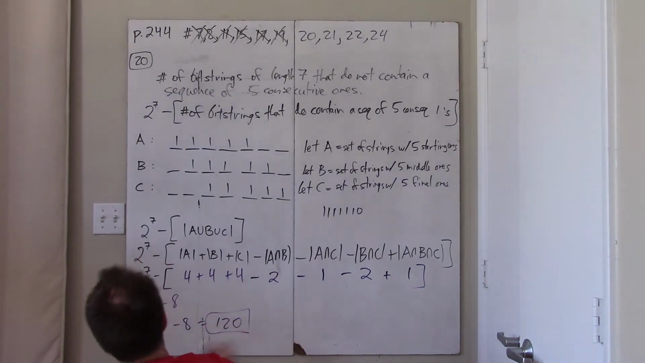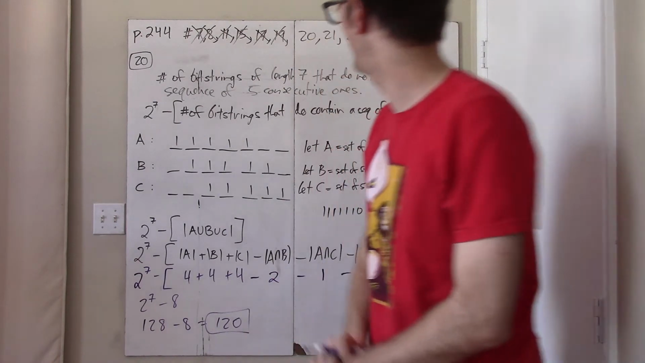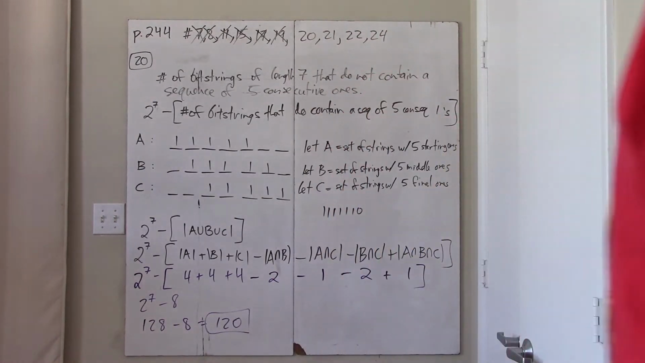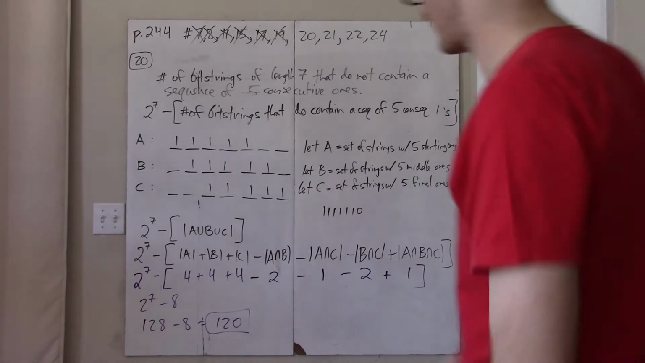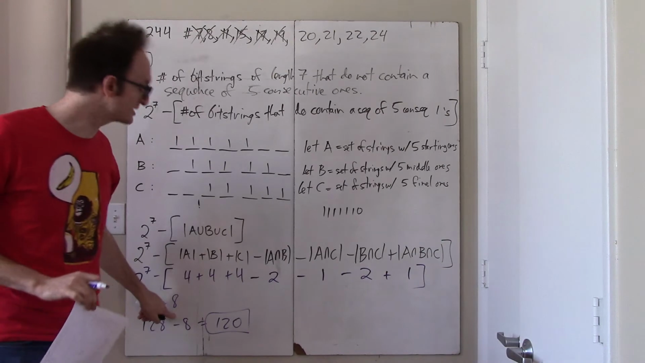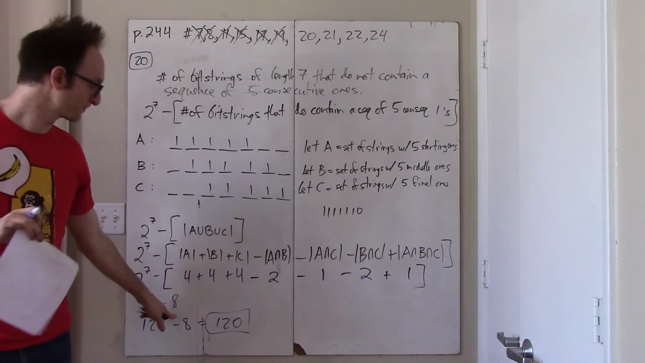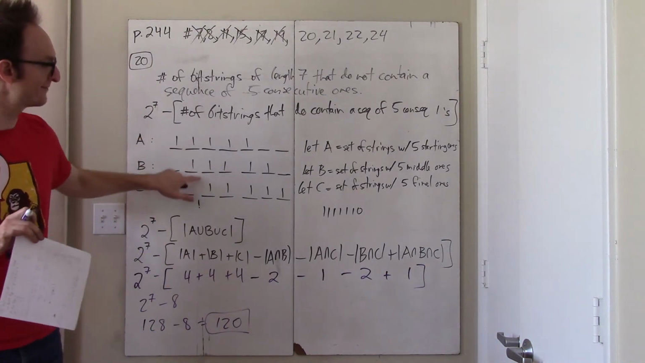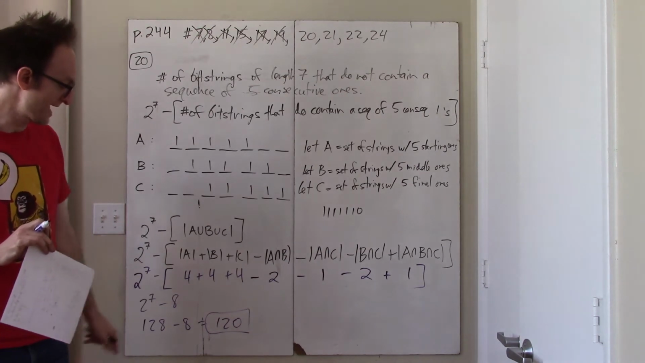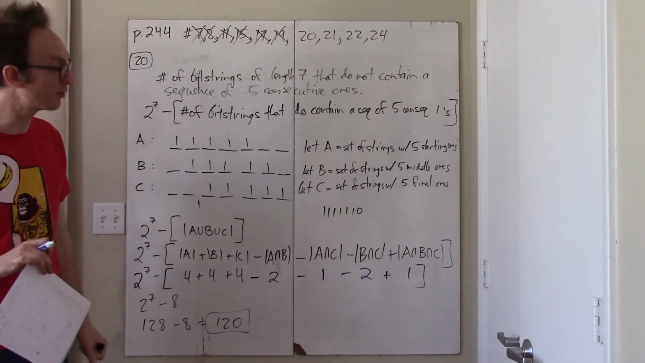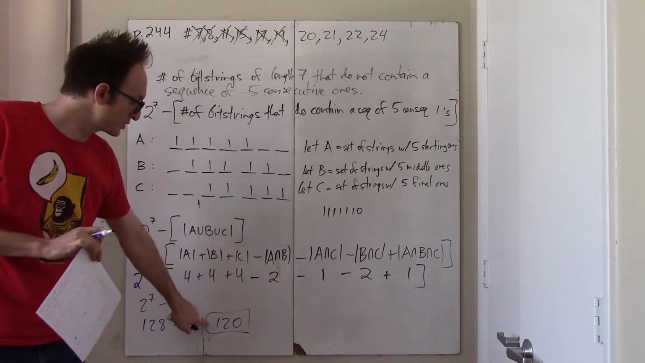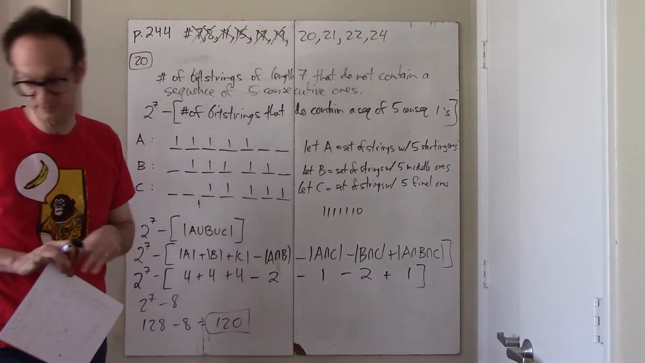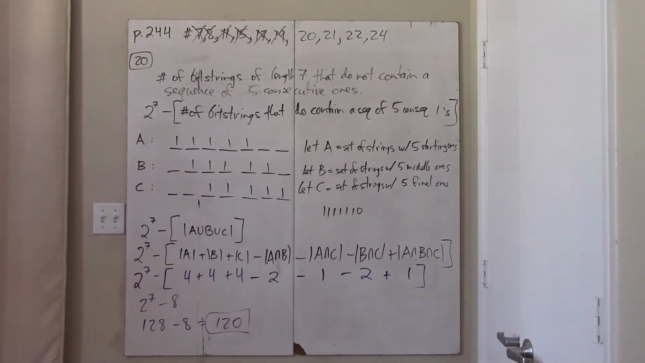So there must be 120 bit strings which don't, or rather, to put it into words, there are 8 bit strings that either begin with 5 ones, have 5 middle ones, or end with 5 ones. And since there are 128 total bit strings of length 7, then 120 of them don't have that property. Okay, I think this is really the way to do this problem.